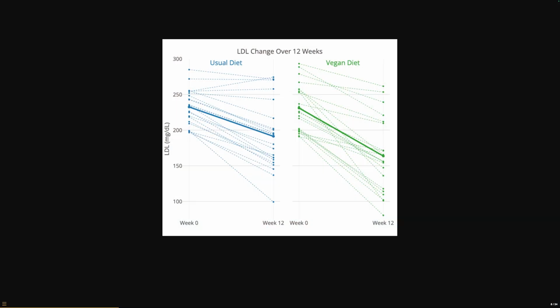Okay. Now I'm going to show you the people on the vegan diet. I'll show you their results. So what do you think of that? Does it look different to the usual diet? Yes. It started a little higher and ended up a little lower. So you would guess probably that maybe the vegan diet does lower LDL cholesterol a bit more.